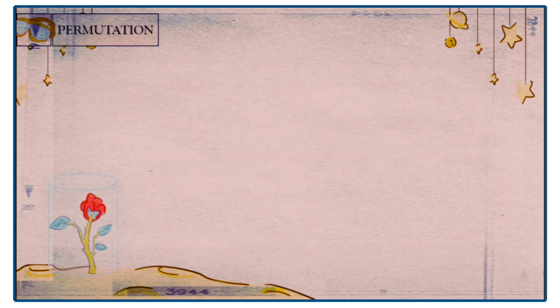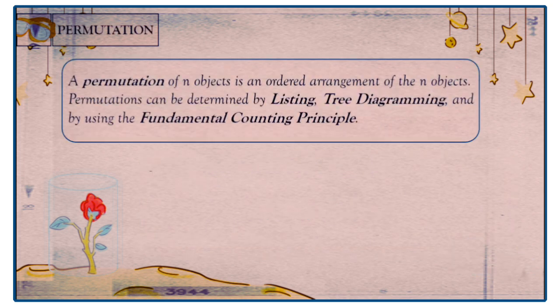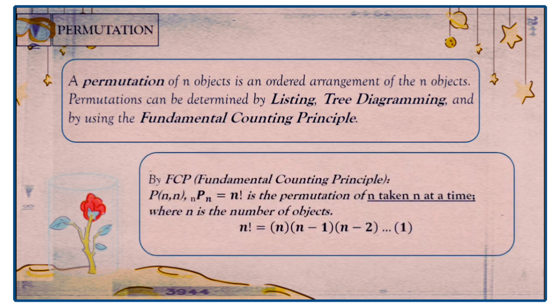Okay? So in this case, permutation of n objects in an ordered arrangement can be determined by listing, tree diagramming, and by the FCP, the fundamental counting principle. So if you're going to apply the FCP based on our first given, it is nPn, where n factorial is the permutation of n taken n at a time, where n is the number of objects. The objects that we were talking about in the previous example are the numbers. So we have 4 objects there, 4, 3, 2, 1, and again, we're looking for a 4-digit passcode too, so it fits. It's 4 by 4.